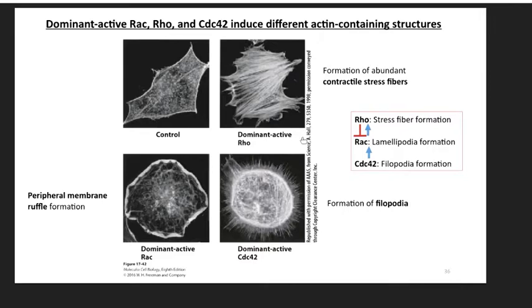Important in terms of multiple choice, what kind of structures get formed in case of different kinds of mutation. So dominant active Rho forms abundant contractile stress fibers. Dominant CDC42 forms filopodia all around. Dominant active RAC forms peripheral membrane ruffles.